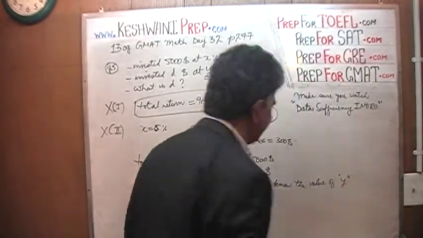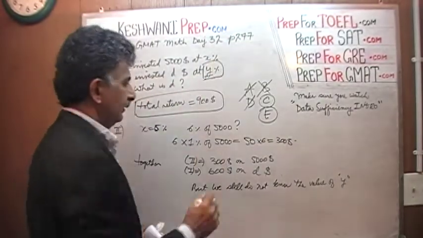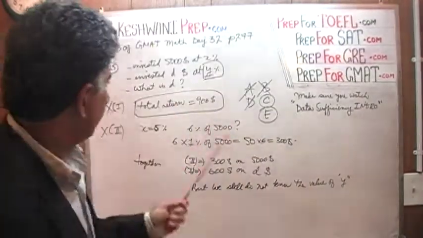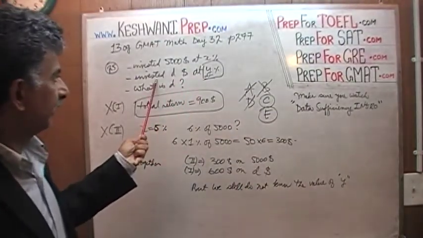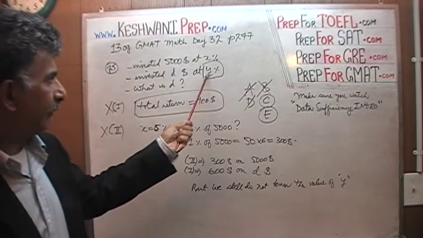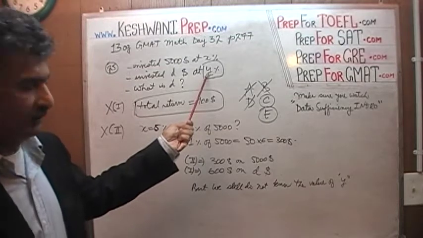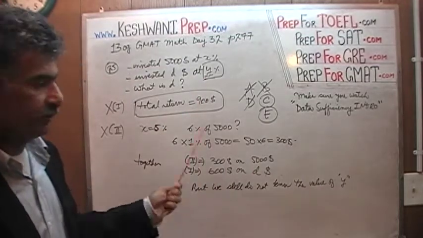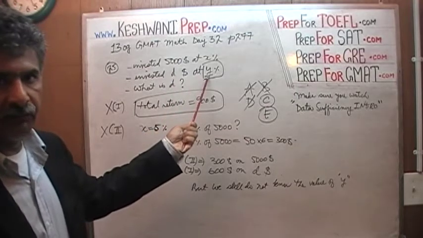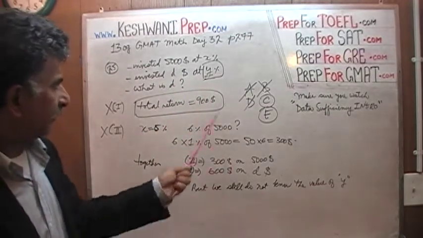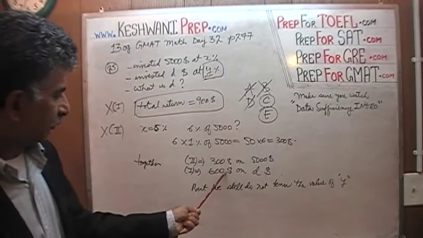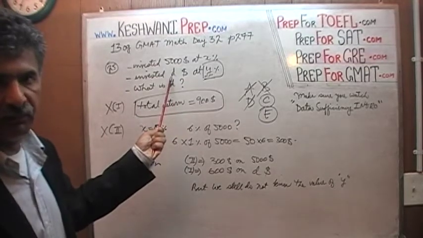We still do not know the value of Y, the rate of return, this part right here. We know that she earned $600 on that investment, but we need to figure out what that percentage is. For example, if Y is 10% and her return was $600, she must have invested $6,000. Or if that rate of return is 1%, then this $600 represents 1%, which means she must have invested $60,000.